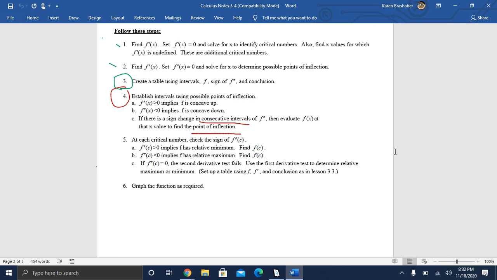Number 5, I will come back to when I do the video on the second derivative test. So this is just a short introductory video. I'm going to have you go ahead and move to your example page, and I'll put that on a separate video.